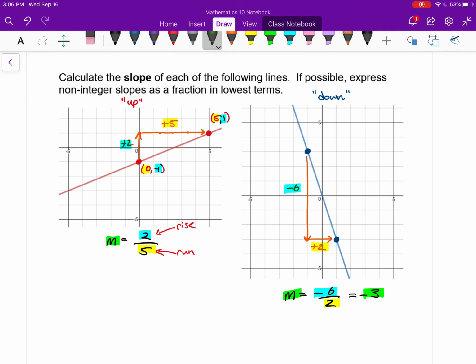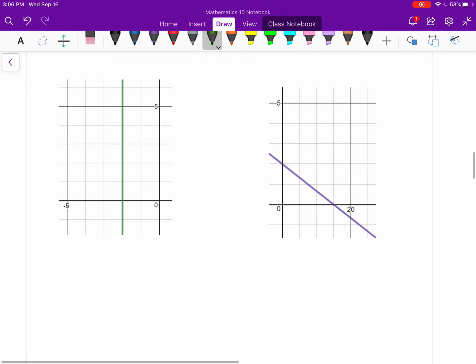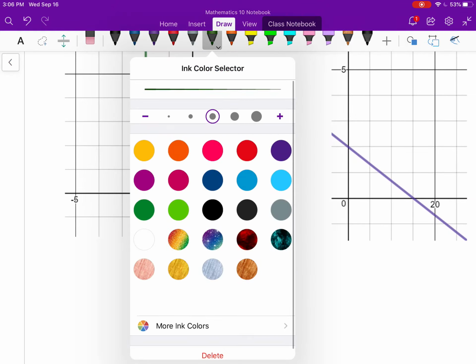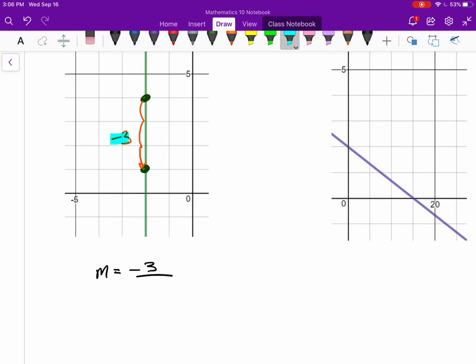Okay, let's look at these 2 examples here. A vertical line and then this other line to the right. So the vertical line, well, let's find the slope of this. I'm going to pick 2 points. How about here and here? Okay, so now this time it's kind of weird. My 2 points are on top of each other. So my rise, I'll go down, I guess, is -3.